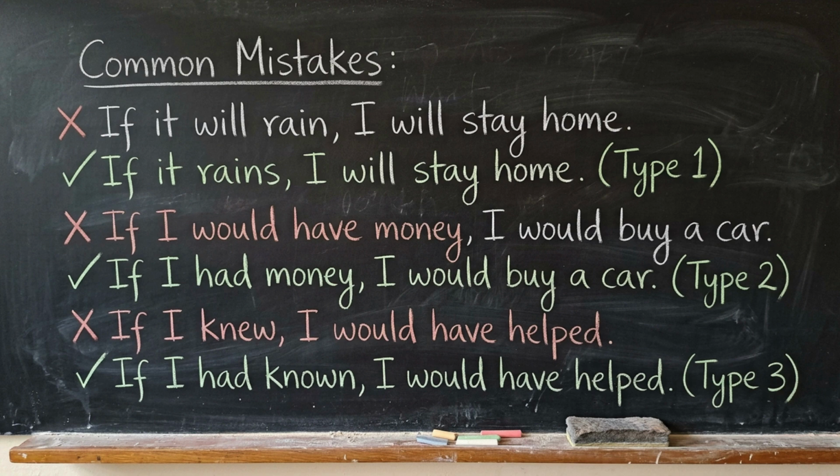Here are common mistakes. First, do not use will in the if clause for type 1. Say, if it rains, not if it will rain. Second, for type 2, do not use would in the if clause. Say, if I had money, not if I would have money. Third, for type 3, use past perfect in the if clause. Say, if I had known, not if I knew. The if clause never has would. Remember this rule. No would in the if clause.